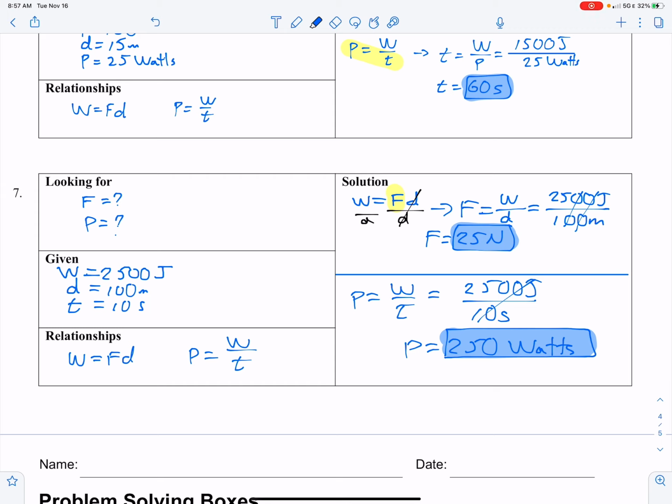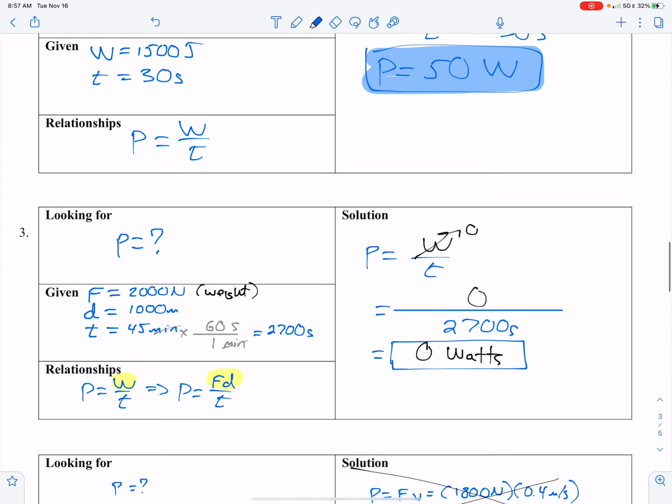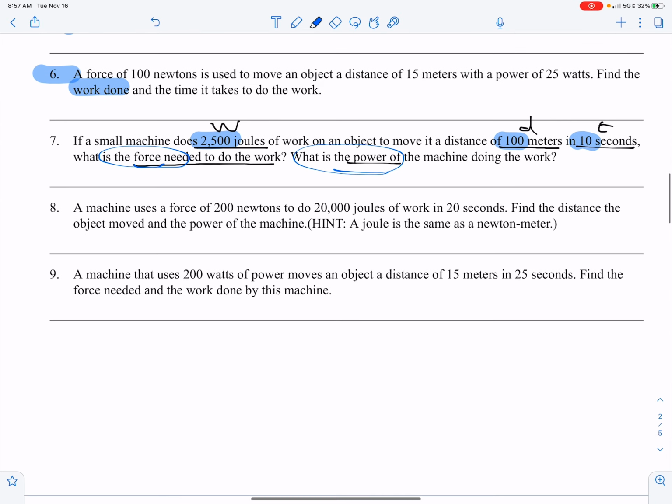Okay, may I get a reader on number 8, please? A machine uses a force of 200 newtons to do 20,000 joules of work in 20 seconds. Find the distance the object moved and the power of the machine.